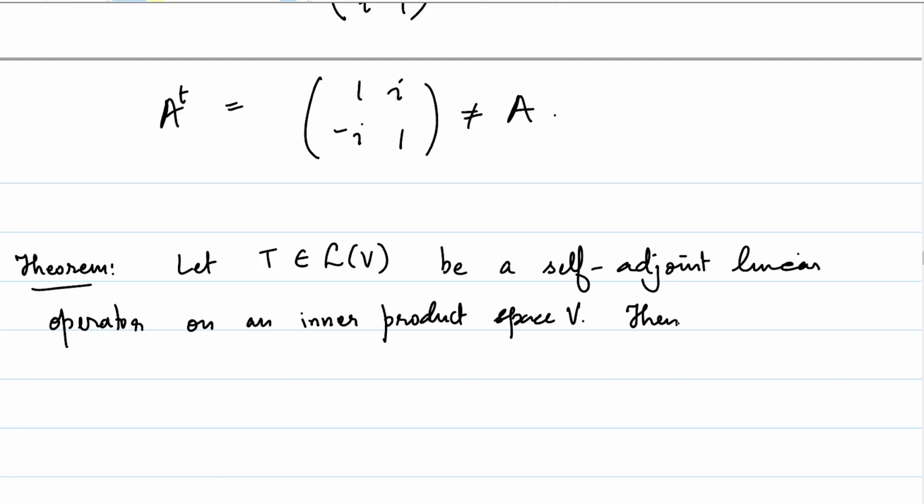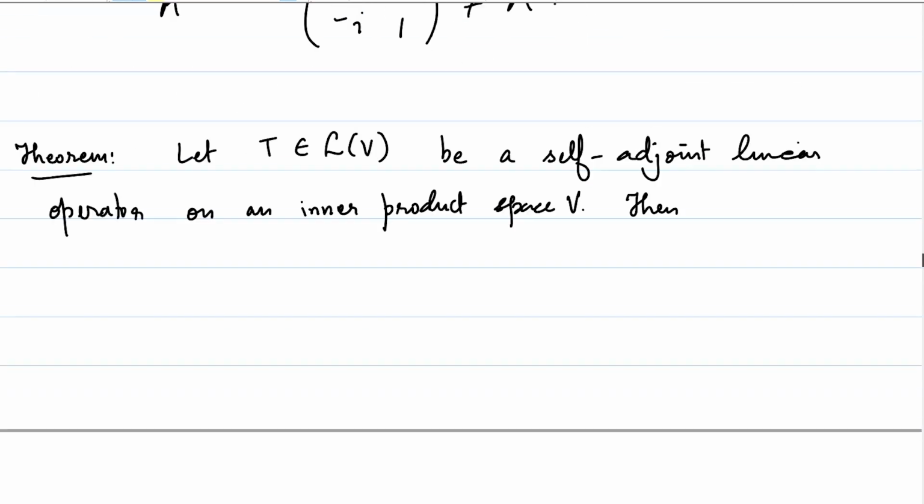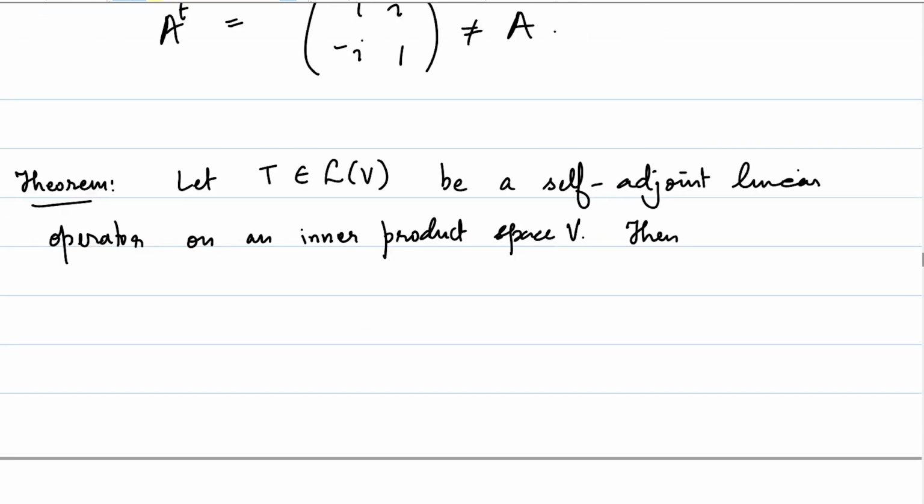Then the eigenvalues of T are real. So let's spend a couple of minutes trying to see what this exactly means. Eigenvalues of T are real. So notice that if V is a real inner product space, then this theorem doesn't say much because the eigenvalues of T are necessarily real in that case.